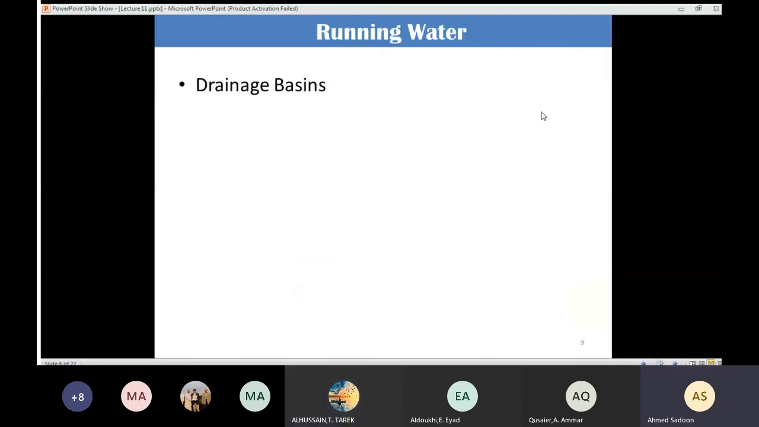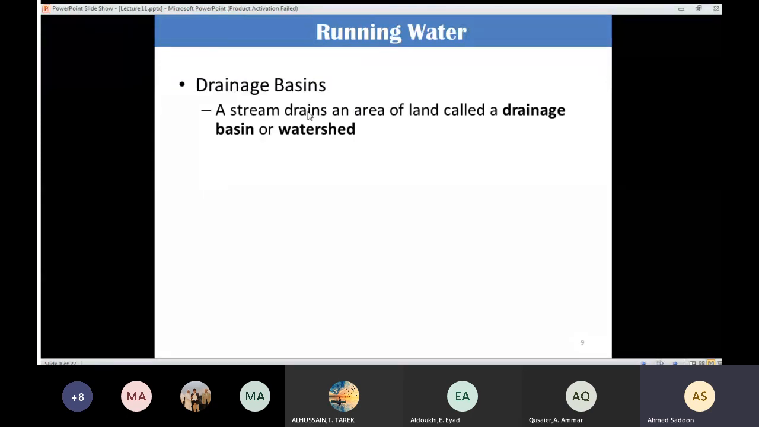Then we have something called drainage basins. So if you have a stream, you have to have a place from which the stream can absorb water, right? Because if you have streams, that means you have a source for that stream. You have an area through which the stream is going to be fed with water. So a stream drains an area of land called a drainage basin or watershed. Drains means that I'm going to remove water from an area. In other words, the stream will remove or absorb water from an area of land. We call this area of land a drainage basin or watershed.